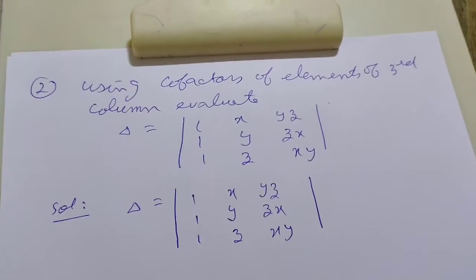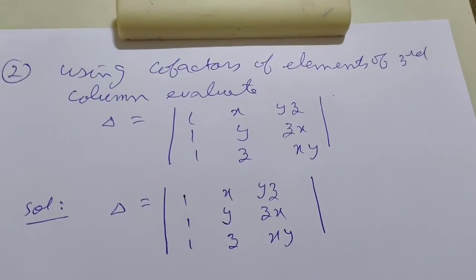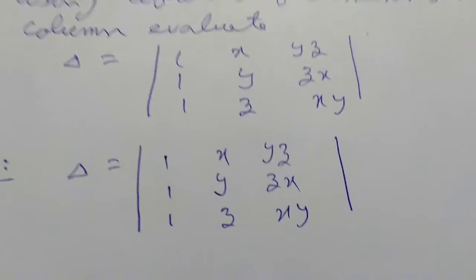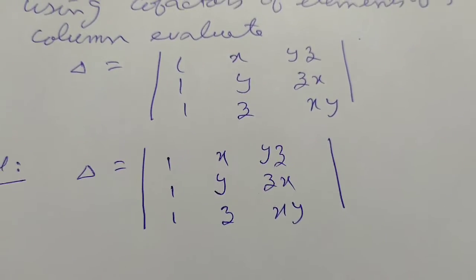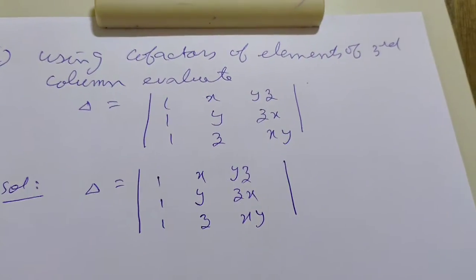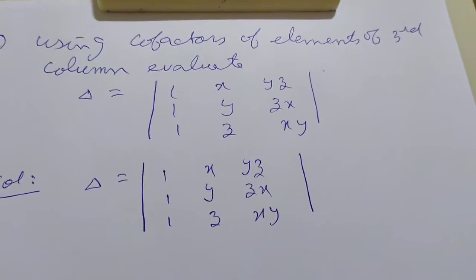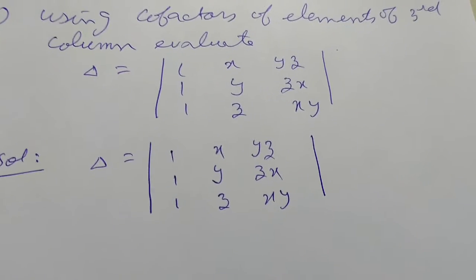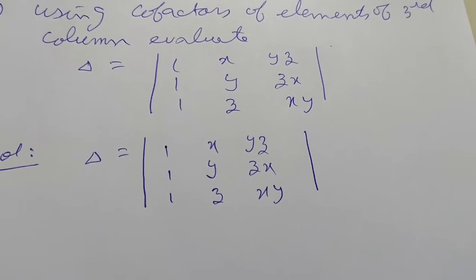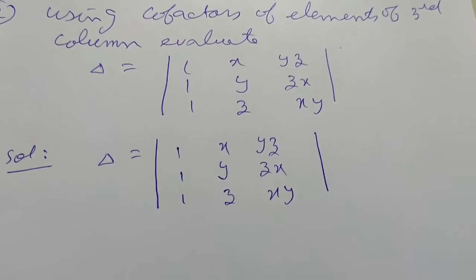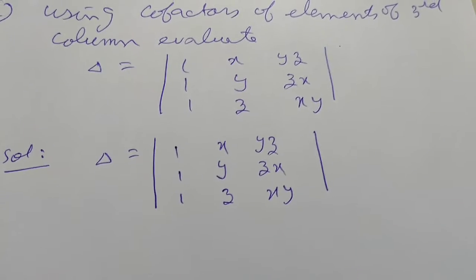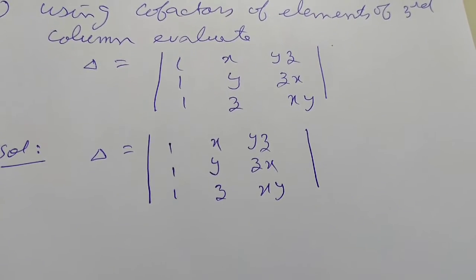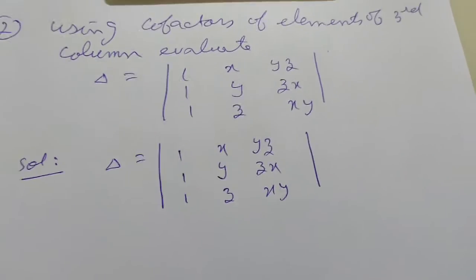Students, here we have question number 2 now. Using cofactors of elements of the third column, evaluate delta equal to the determinant 1 x yz, 1 y zx, 1 z xy. Now we have to expand it along the third column, but it does not mean that we cannot use properties. So first of all, we'll use properties, because if we bring zeros, the calculation becomes far easier. So always you must try to bring two or more zeros.